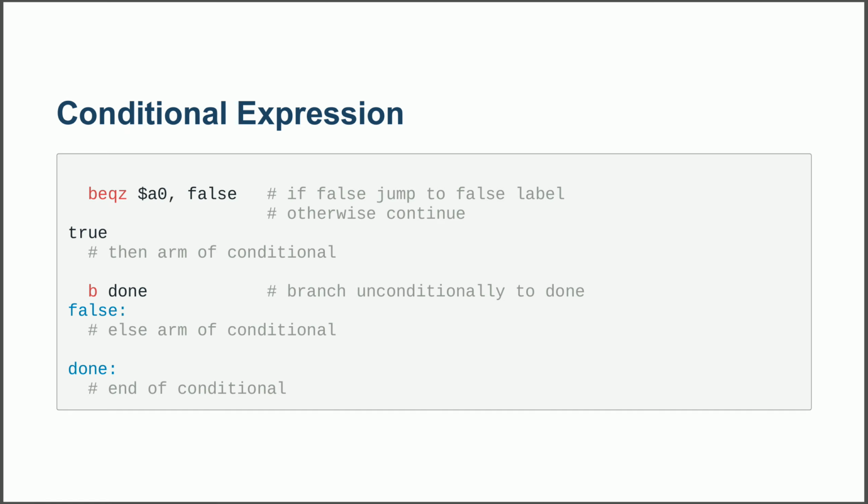That's what's going on. So another interesting thing here is, after we are done with the true or the then block of the conditional, we have to do a b done. b is a branch unconditionally. Branch unconditionally to the label done. So we don't want to execute the true and then the false. We want to execute true or false. Okay, if that makes sense.